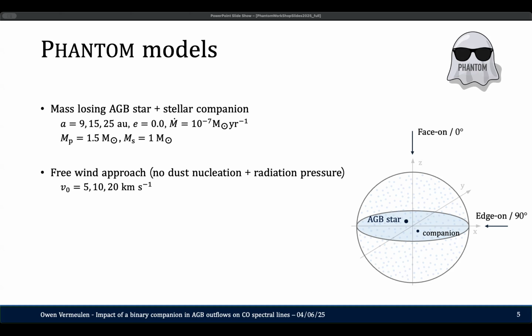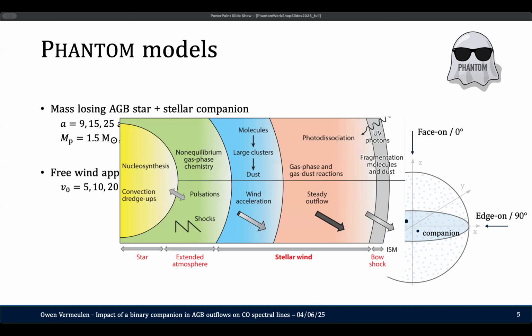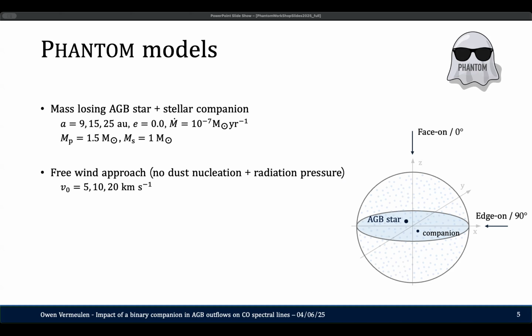Quite important to mention is that to actually drive this wind, we just use a free wind approach. So instead of these pulsations combined with dust and radiation pressure, we just inject particles that are located on spheres into our simulation at a certain initial outflow velocity, for which I've again taken 3 different values to generate different morphologies. So if we have a look back at what I showed earlier, we're essentially ignoring this entire part and just focusing on the outer outflow.